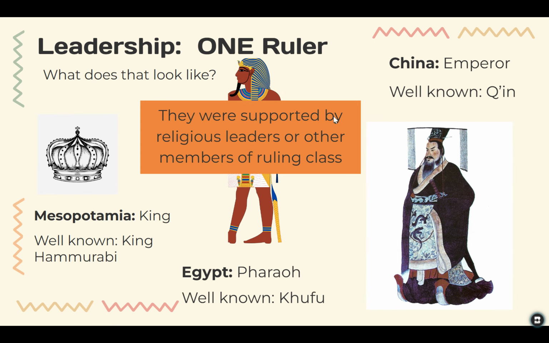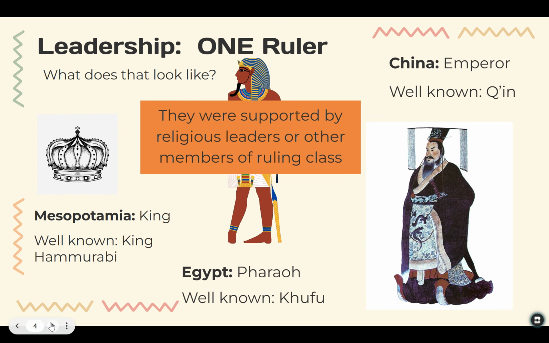Now, how were all of these leaders supported? They either had support from religious leaders in their civilization, or other members of a ruling class, nobles, the wealthy class. So that's where they got their support from. Okay, so that's leadership. All right, let's look at the next characteristic. Actually, it's not the next characteristic. We're just going to talk about how leaders came to power.